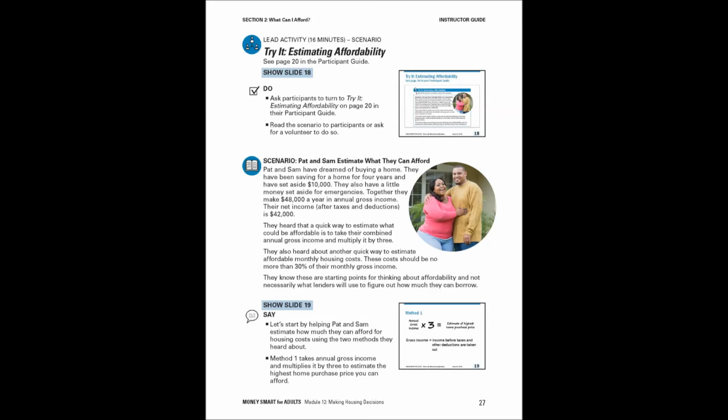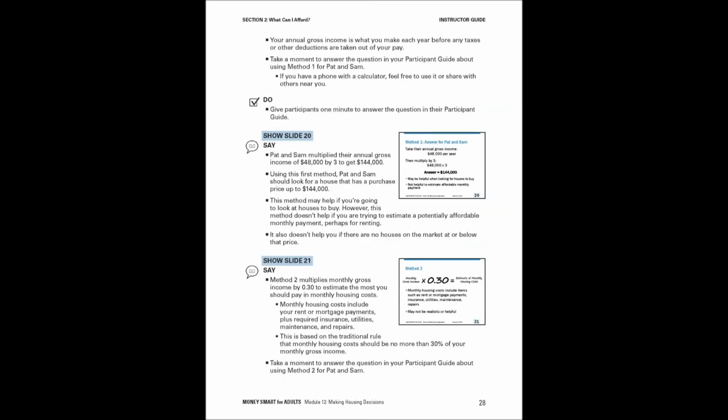Okay. And then there is another method to estimate affordable monthly housing costs by multiplying gross income by 30%. So this scenario gives your participants an opportunity to work through that. Slide 19 goes through the introduction of the first method of the annual gross income times 3. The next slide gets into the math using their actual numbers. So you want to share this and go through that.